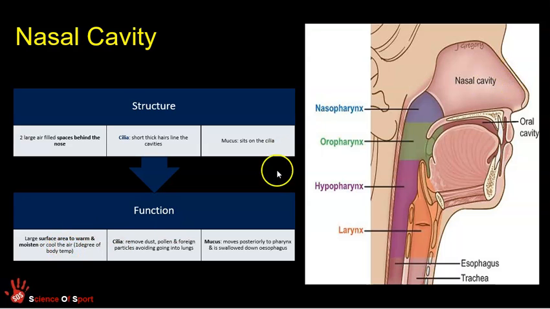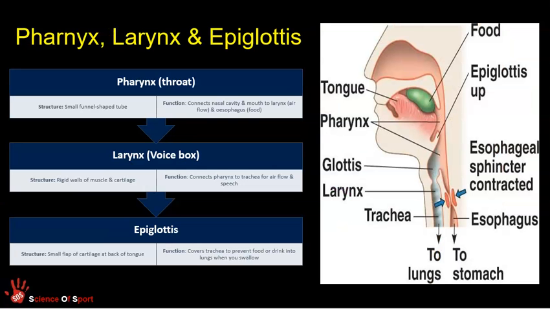Also, the nasal cavity is a warm space. The surface area enables us, using our body temperature, to warm the air and moisten the air, which makes it preferable for us rather than having cold, dry air. So the nasal cavity has cilia and mucus and a large surface area. It's a relatively big space so that it can clean and warm and moisten the air. Okay, that's that. Pharynx, larynx, and epiglottis.